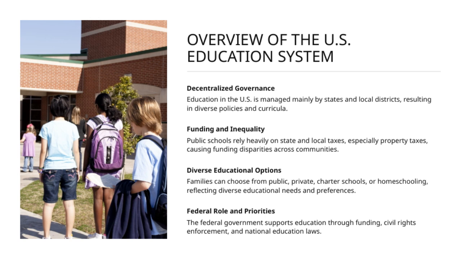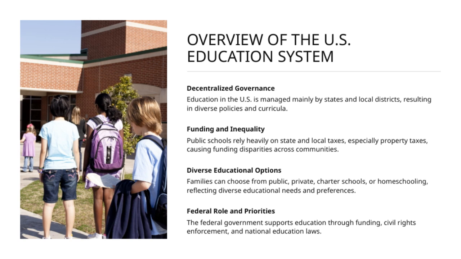Another important aspect is the diversity of educational options available to families. Beyond traditional public schools, parents can choose private schools, charter schools, or even homeschooling. This variety helps meet different needs and preferences, giving families more control over their children's education.